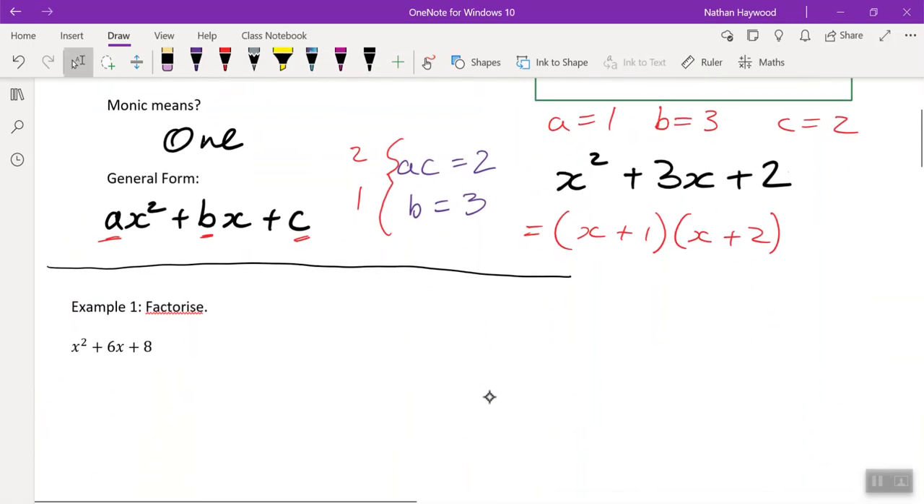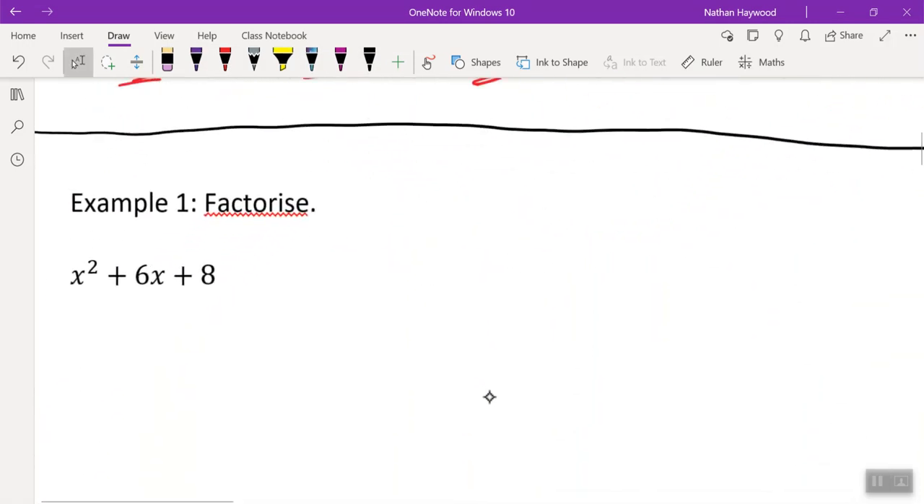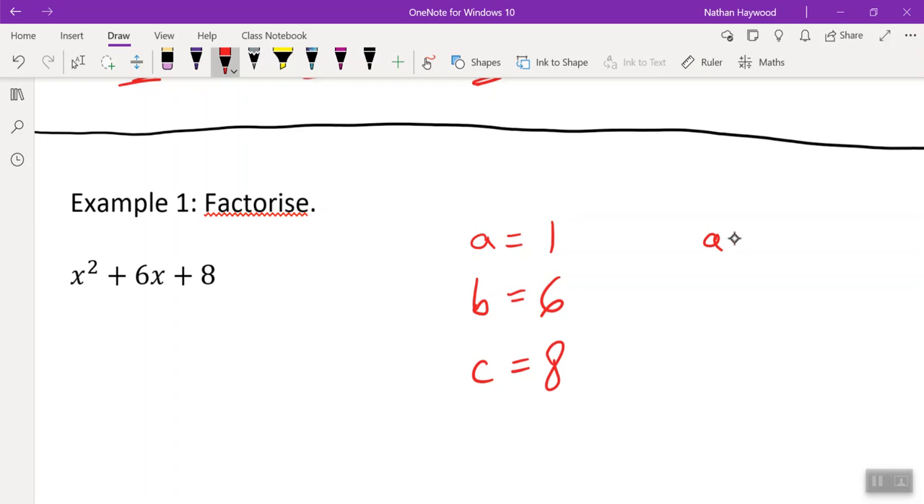So let's look at this next one. What is the A number? What is the B number? 6. And what is the C number? Okay, so I need two numbers that multiply to get 8, that also add to get 6.